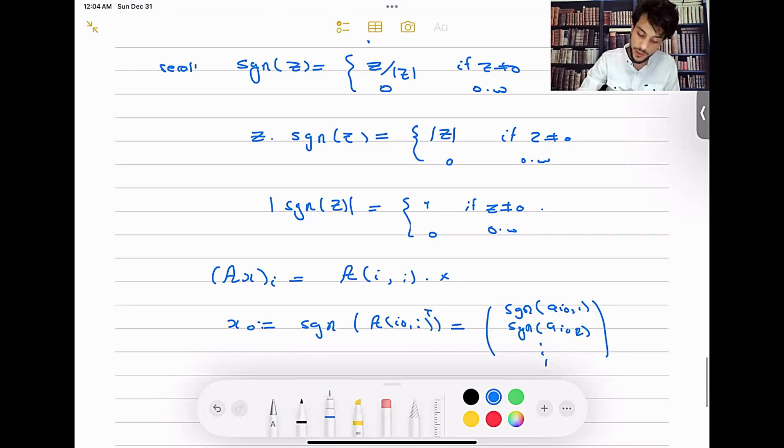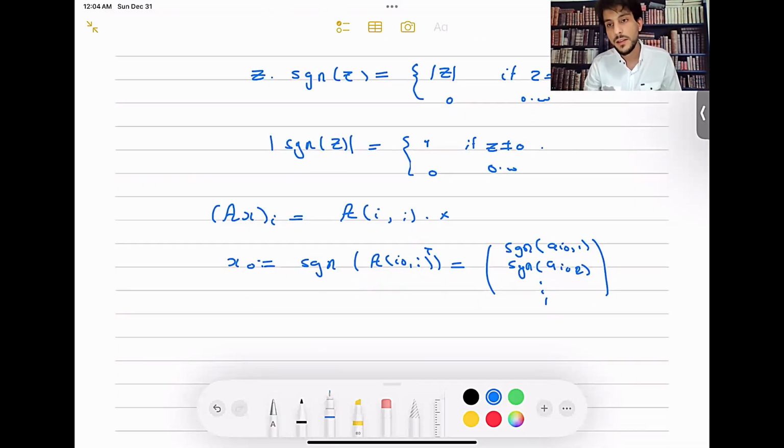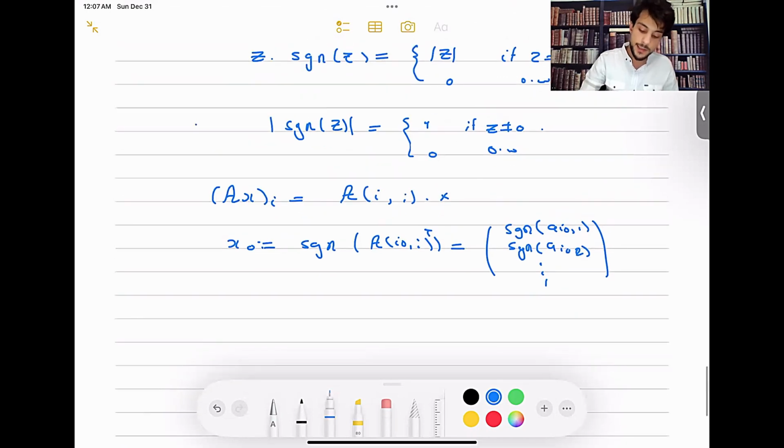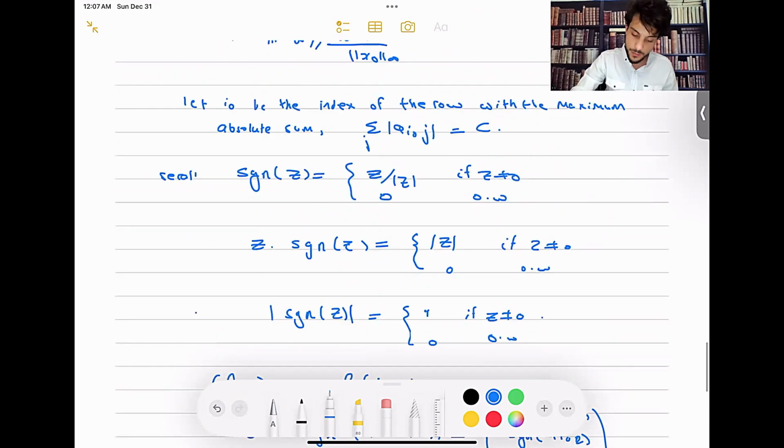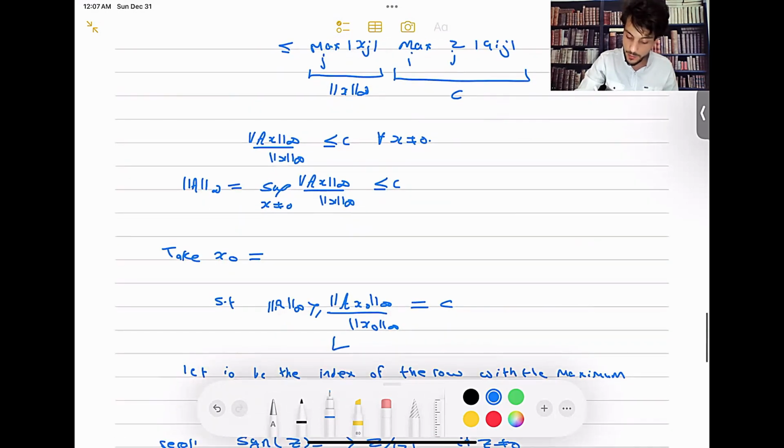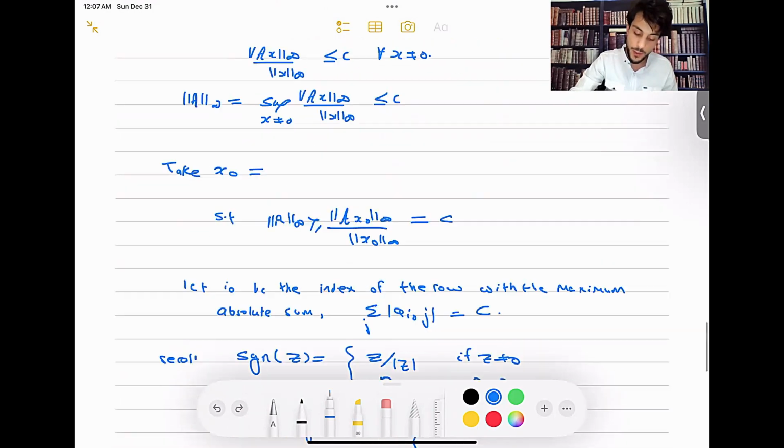If we take this particular vector, and again, there's nothing special about this vector, and you might ask why we're choosing this vector. Well, we're choosing this vector because it's the vector that actually gives the right answer. Okay, and now let's see what is the norm of Ax0 in infinity, because recall the goal here is to prove that this fraction is equal to c. So let us try to analyze what this and the norm of x0 is.